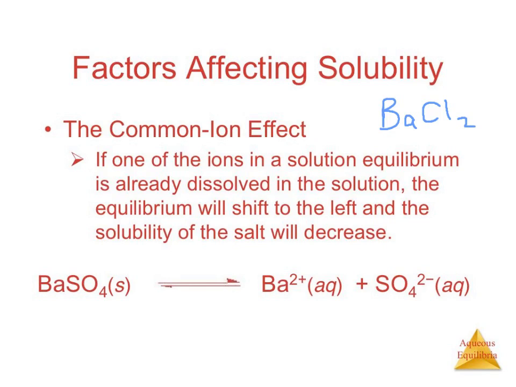So because we have more of this, you can kind of think about it in terms of Le Chatelier, and think about a shift of equilibrium. Because we have more of the Ba2+, that's going to push the equilibrium back this direction and make it less soluble. So there would be more of the BaSO4 just sitting at the bottom there, and not as much of the Ba2+ and SO4 2- would show up. So that's kind of conceptually the common ion effect.